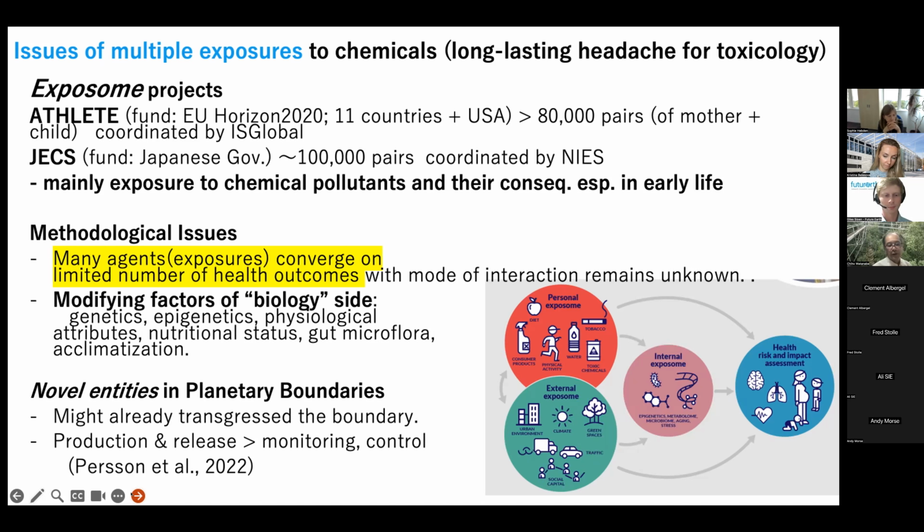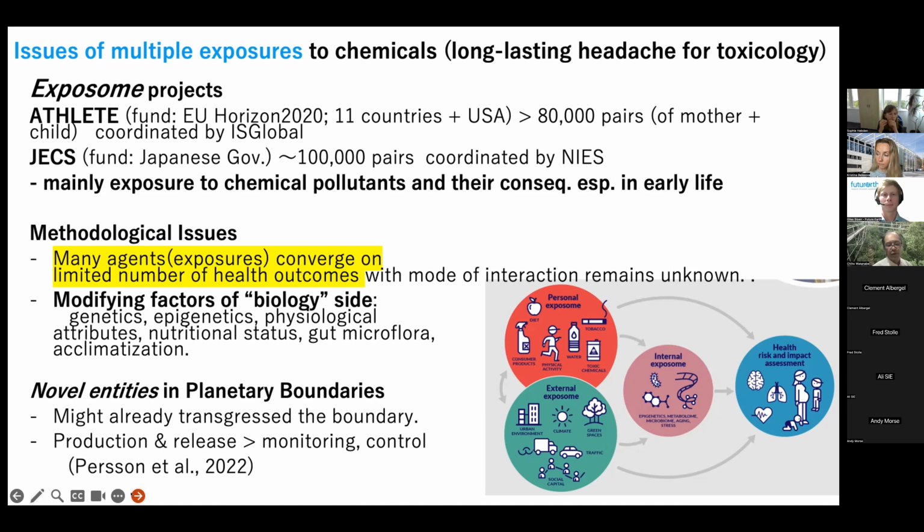I would like to emphasize that among the planetary boundaries, there is one called novel entities, and novel entities are almost equal to the many kinds of chemicals. There is some argument discussed in a paper published last year that this planetary boundary for novel entities might already be transgressed.